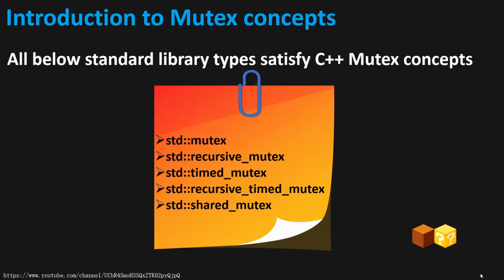Currently, as shown here, there are many mutex classes available that satisfy the mandatory functionalities. The mutex classes currently available in the standard template library are std mutex, std recursive mutex, std timed mutex, std recursive timed mutex, and std shared mutex. In this tutorial video, we are focusing only on std mutex. The rest are only slight variations of std mutex.